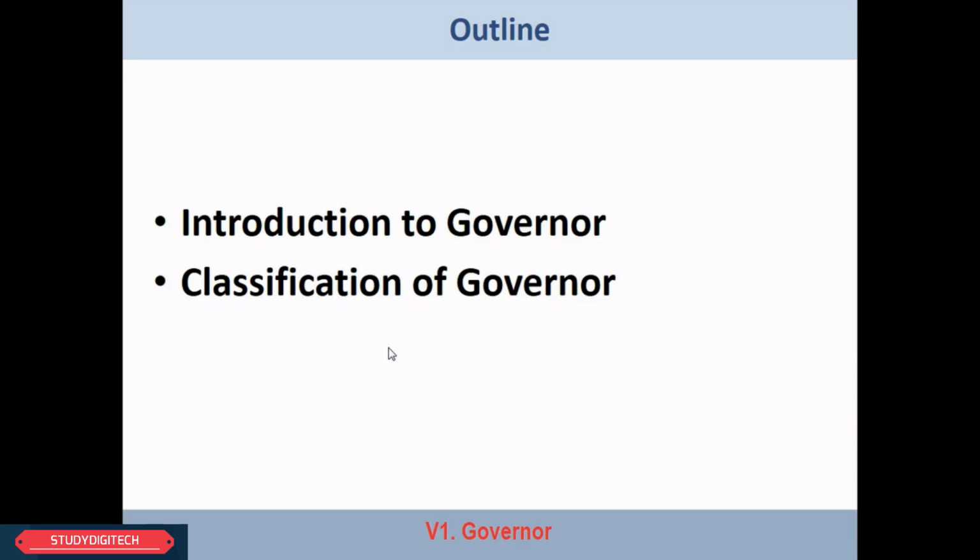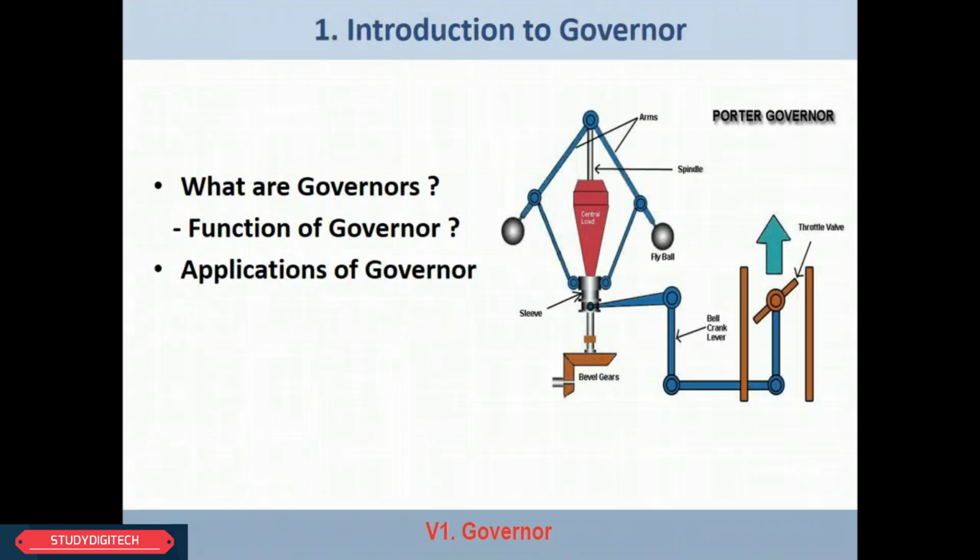In this video, we are going to study what a governor is, what the main function of a governor is, and what the different types of governors are. So first, what are governors? A governor is a device which is used to maintain a constant mean speed of an engine. The governor meets the varying demand for power by regulating the supply of the working fluid.